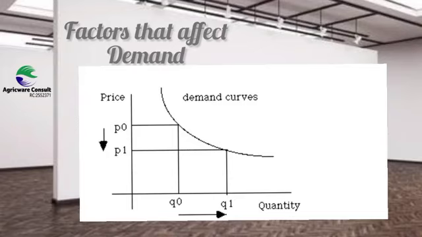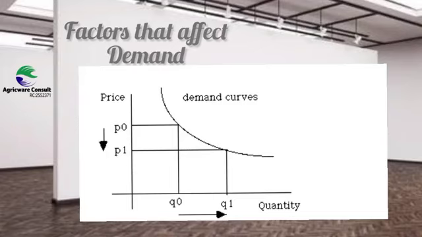Now, number five, taste and preference of consumers. This is how it works. Preference means what you prefer to another product. And taste is just similar, like I prefer this one to the other one.